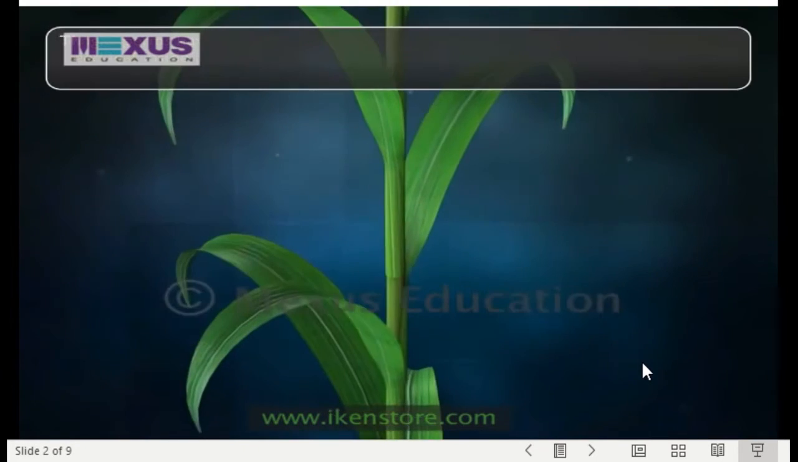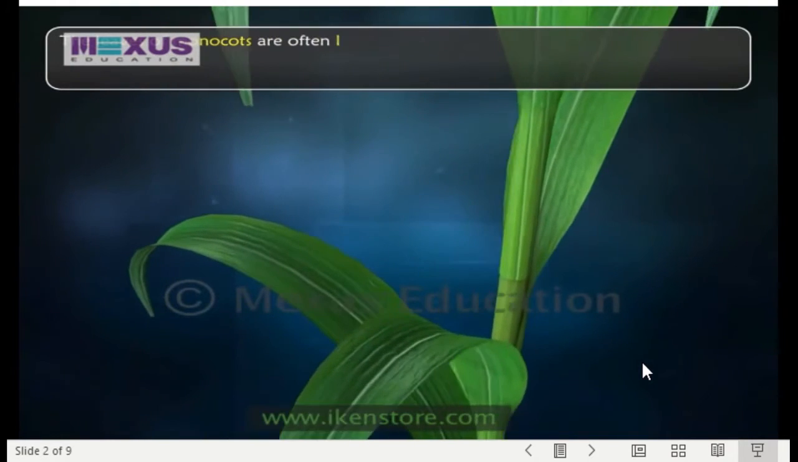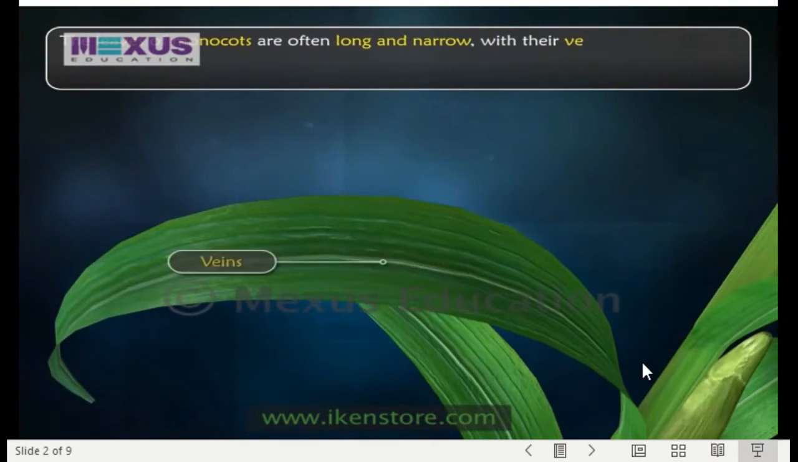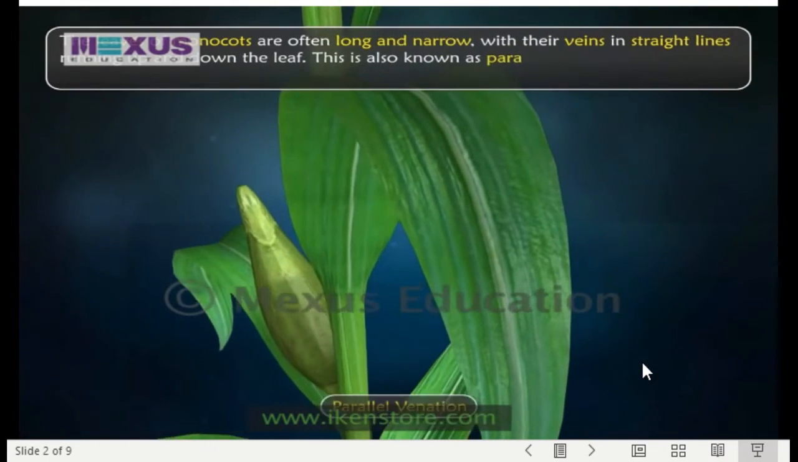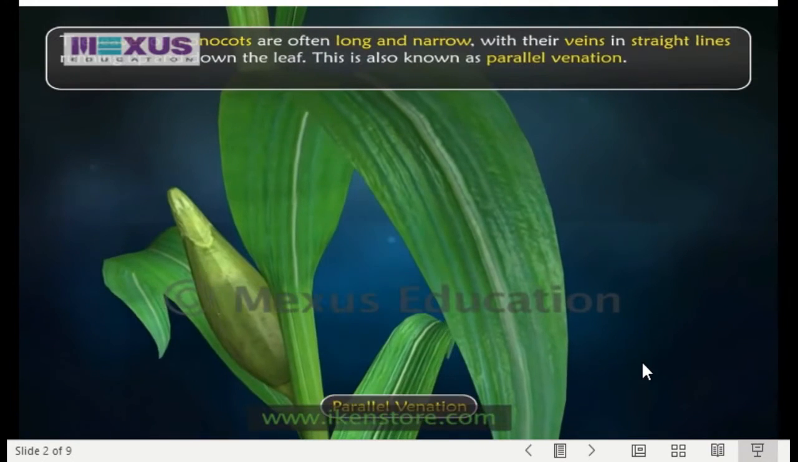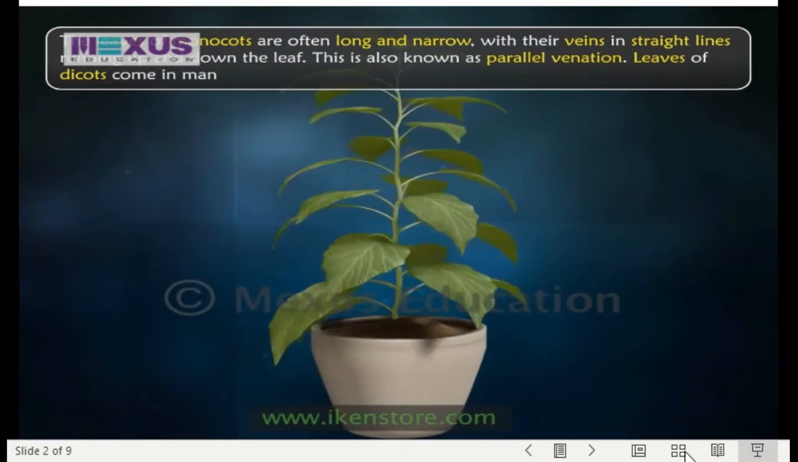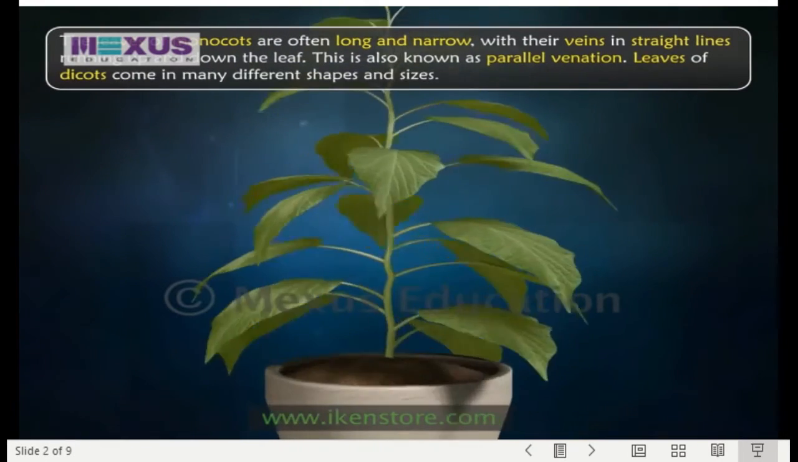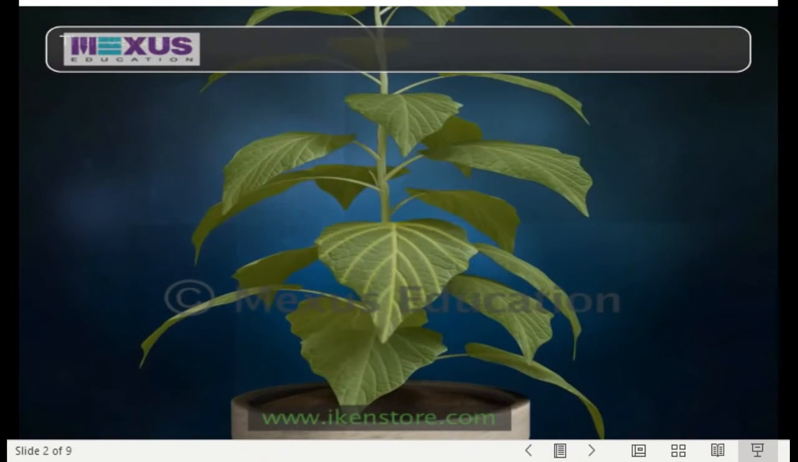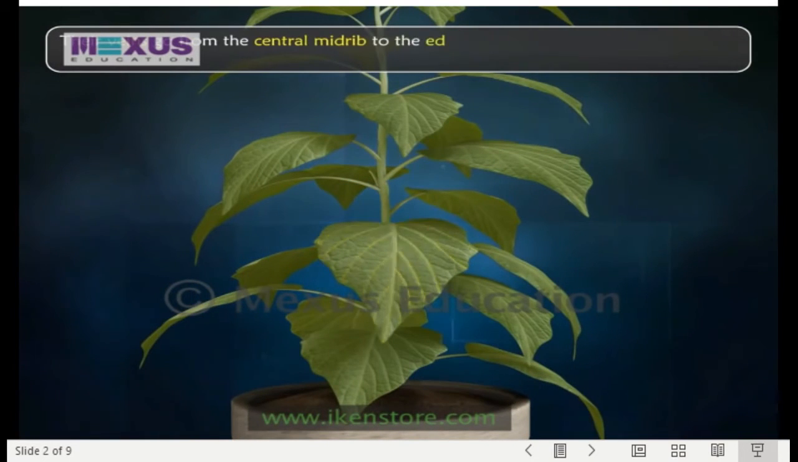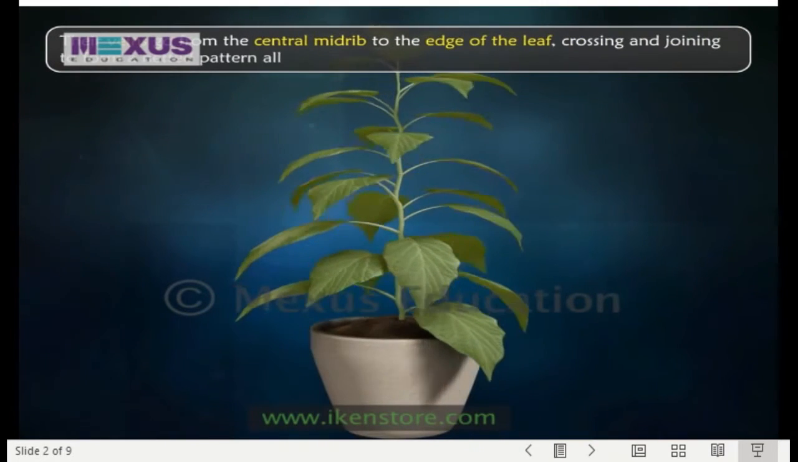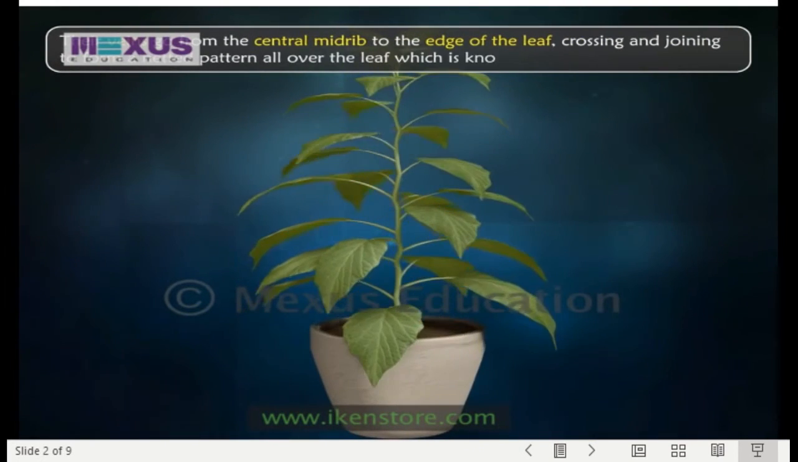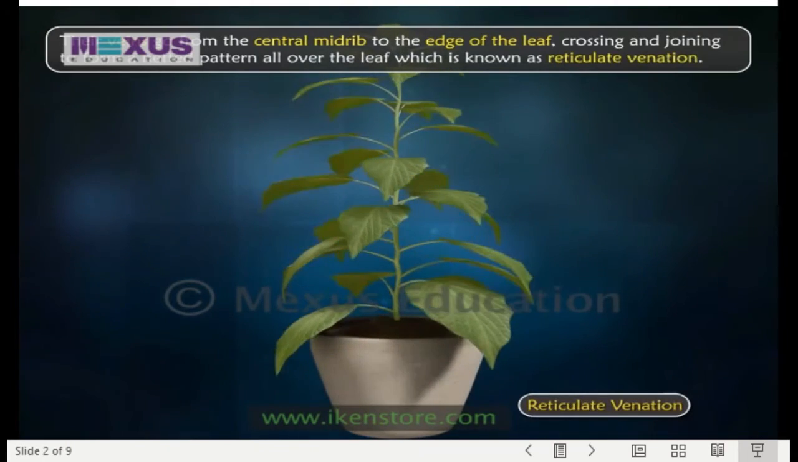The leaves of monocots are often long and narrow, with their veins in straight lines running up and down the leaf. This is also known as parallel venation. Leaves of dicots come in many different shapes and sizes. Their veins go from the central midrib to the edge of the leaf, crossing and joining to form a netted pattern all over the leaf, which is known as reticulate venation.